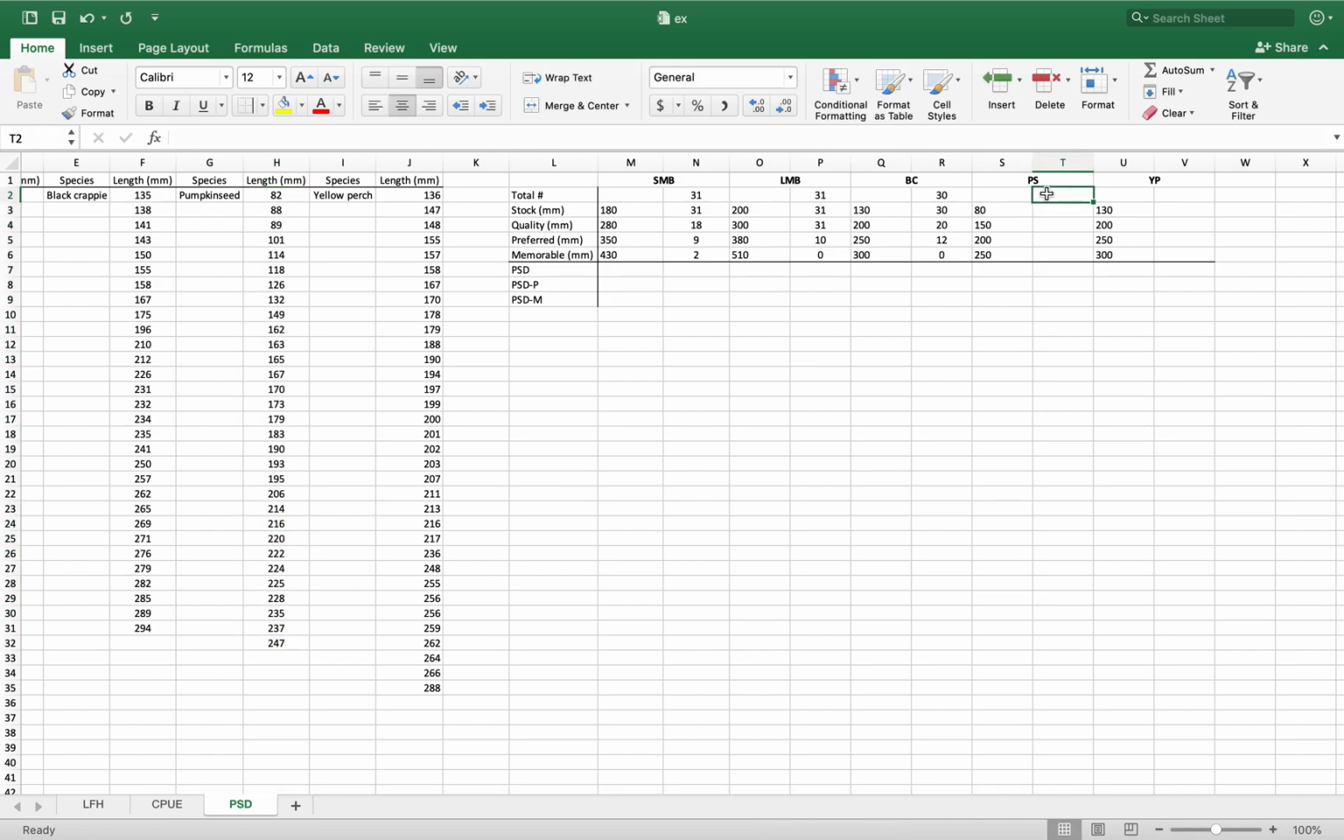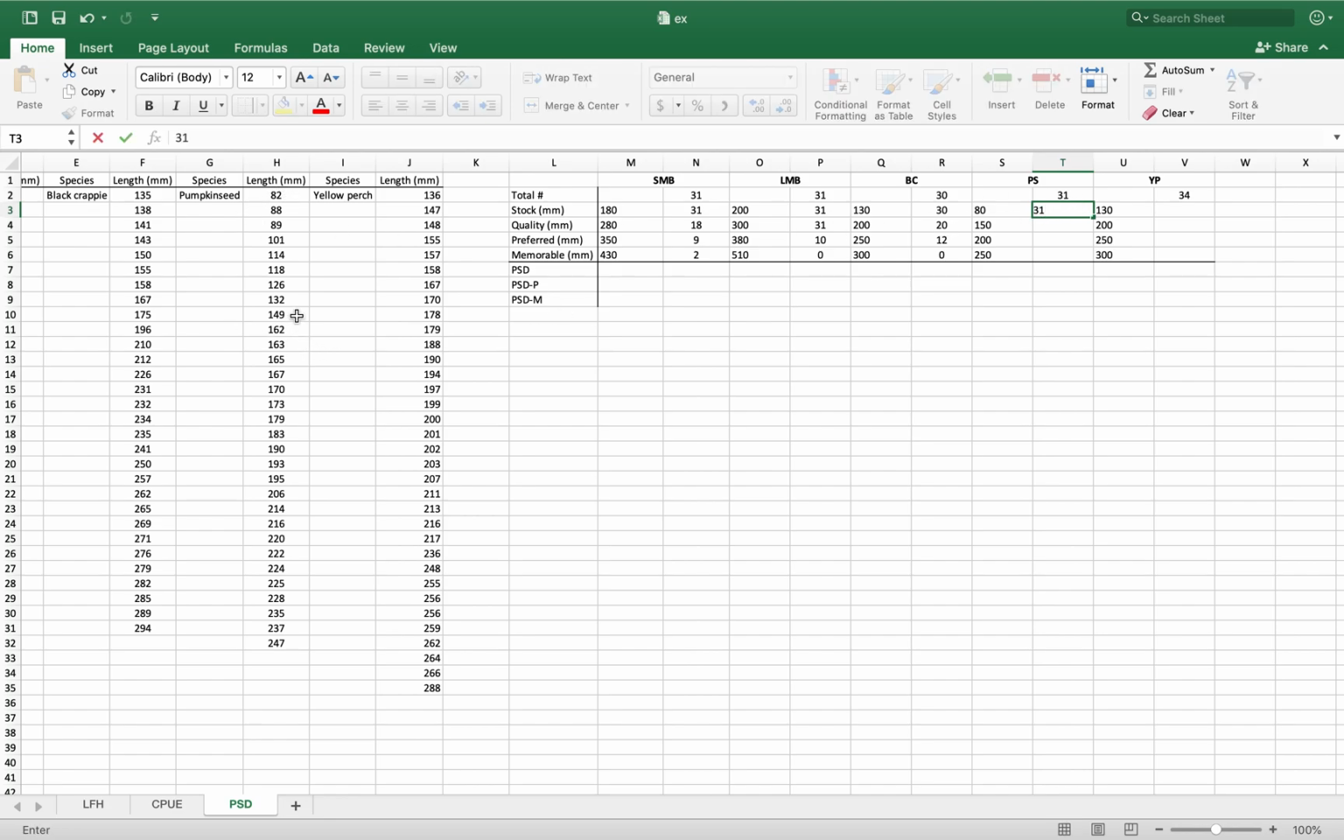We have 31. I might as well count the yellow perch right now, and we have 34. That's just for me to keep a number. We're going to use it in our formula, so it's good there. All right, so pumpkin seed over 80, that's all of them. So we're going to do 31 again.